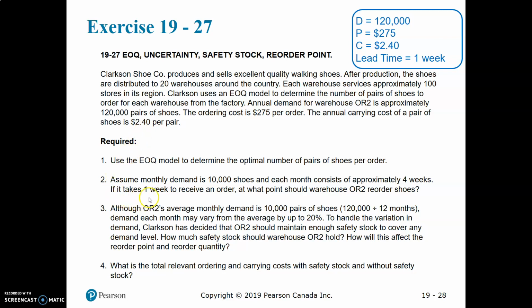And in question number 2, it tells us that it approximately takes 1 week to receive the order. So our lead time is 1 week. So let's get started with solving the first of the 4 questions that's asked for this particular exercise.